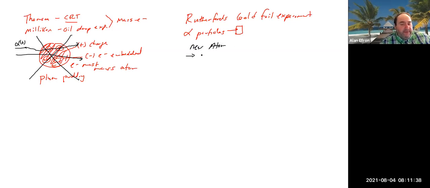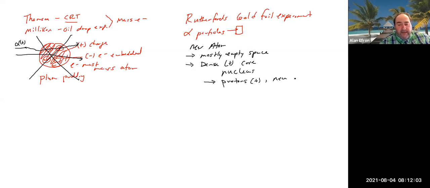Whereas we talked about, the atom is mostly empty space. It has a very dense positive core, which is basically the nucleus. And later on, through experiments and so forth, inside the nucleus, we find that's where we find our protons, right, which are positively charged. It's also where we find our neutrons later on, like in the 1930s or so, which have no charge. And electrons are on the outside of the nucleus.